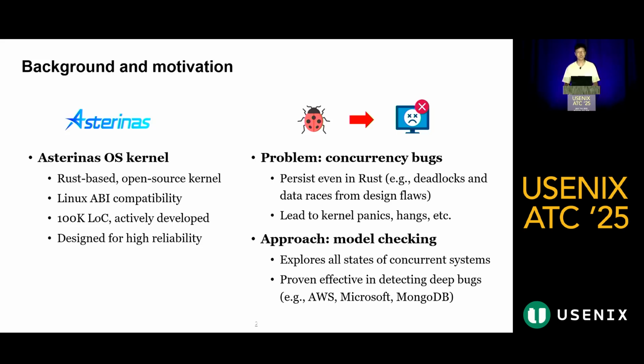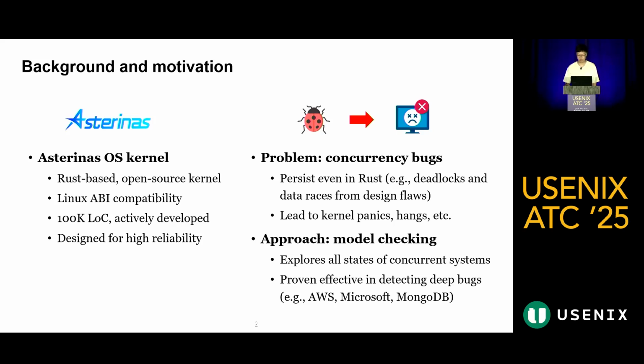However, even with Rust safety guarantees, concurrency correctness remains notoriously hard. Bugs like deadlocks or data races still arise due to flawed designs or logical errors, which can lead to severe consequences like kernel panics or harm.